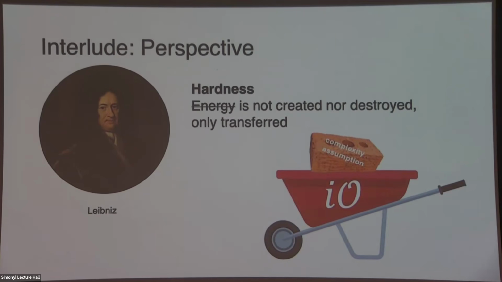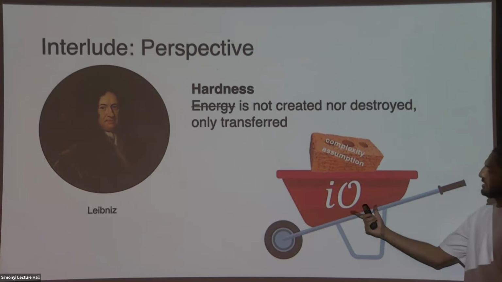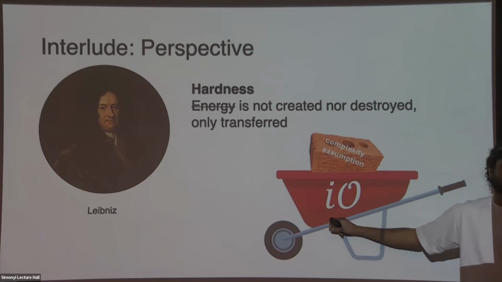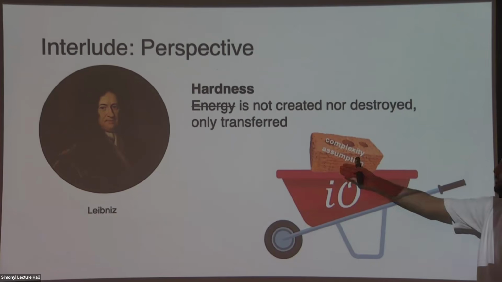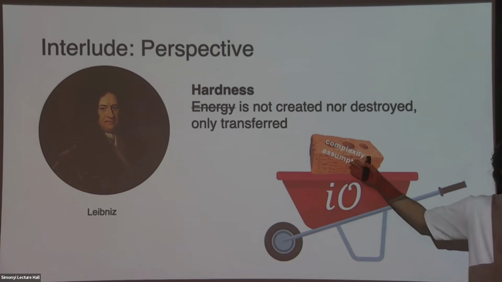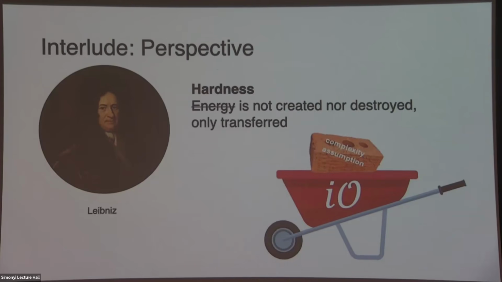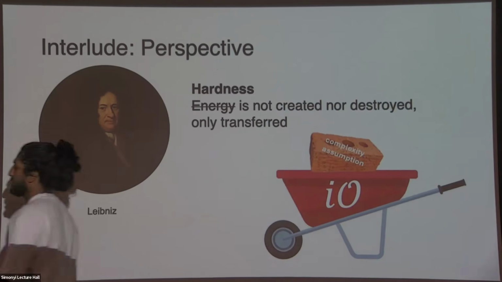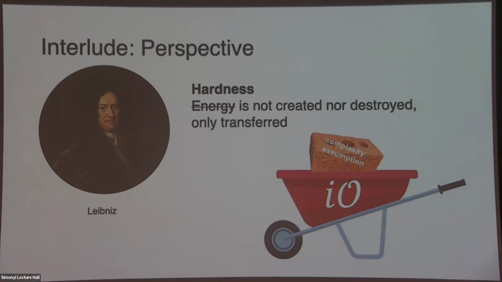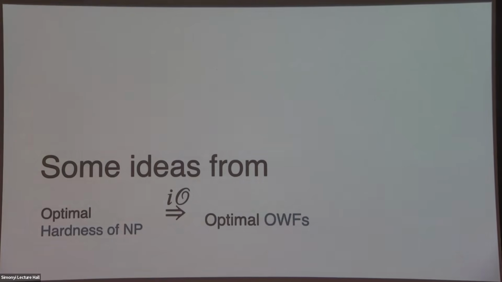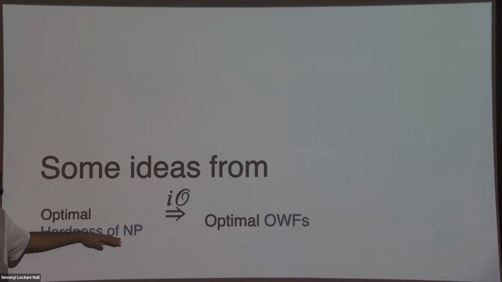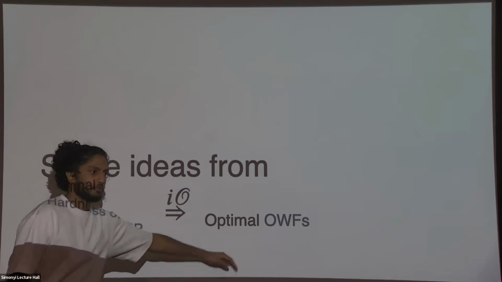You get the hardness of P not equal to NP, and you can transfer that into building one-way functions and public key encryption, something like that. Another thing is, we know if P equals NP, then IO exists, but you can't do anything with it. So if you have a wheelbarrow, but you don't have any bricks, it's not very useful. Okay, great. So now I'm going to tell you about some of the complexity theory that was on those columns. In particular, I'm going to tell you some of the ideas between going from optimal hardness of NP into optimal one-way.